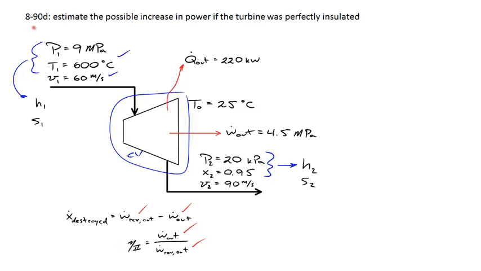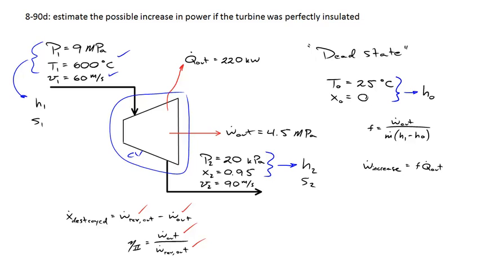Finally, Part D asks you to estimate the possible increase in power if the turbine was perfectly insulated. The idea behind this is if we can figure out the enthalpy of the inlet stream and how that compares to the enthalpy of the so-called dead state. And the dead state would be steam at 25 degrees C with a quality of 0. So if we took all of the enthalpy of the inlet stream and reduced that to the dead state, we can calculate the power output that would occur if we could take all of this stream and reduce it to the dead state.